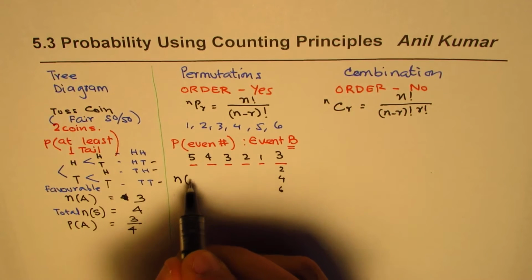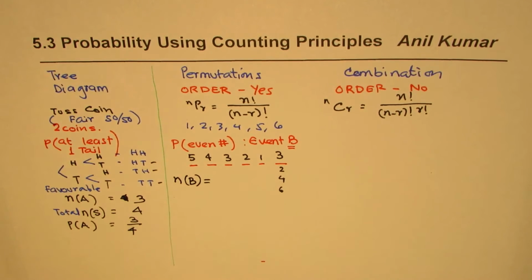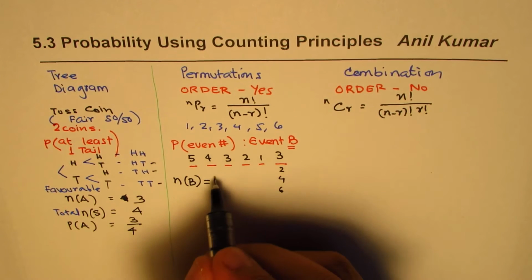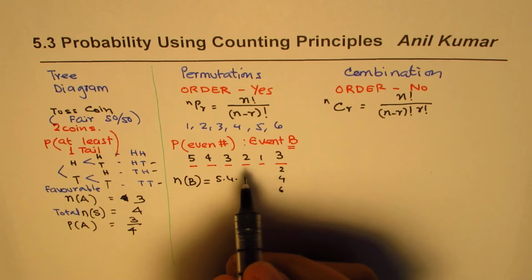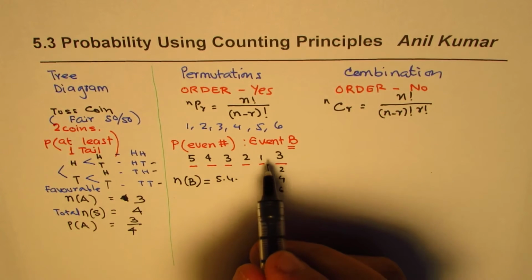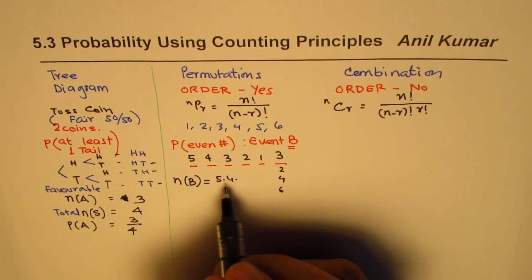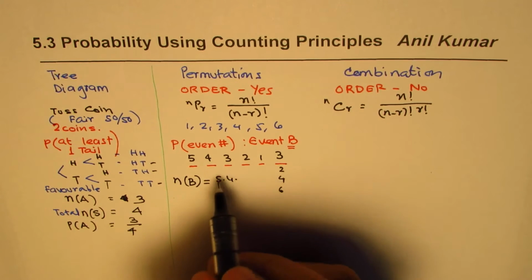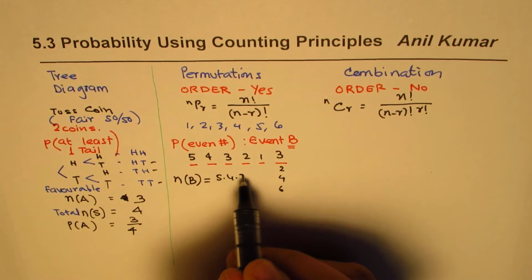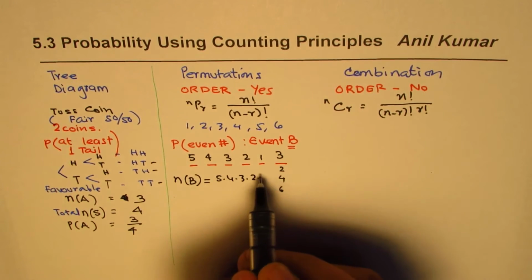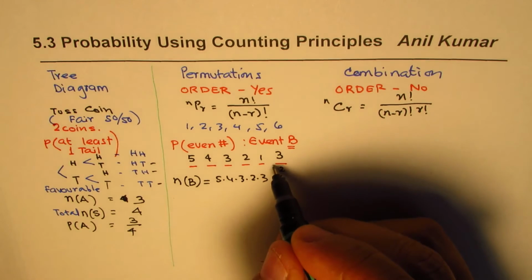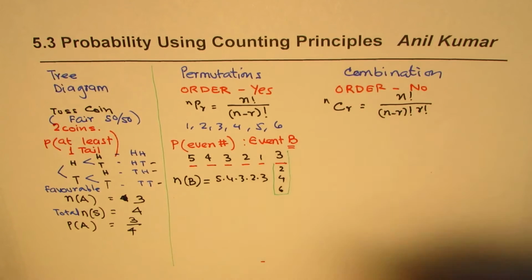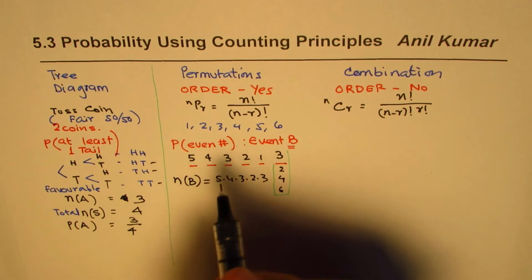So we say n(B) for us is equal to 5 times 4 times 3 times 2 times 1, which is 5 factorial, times 3. We could write this as 5 times 4 times 3 times 2 times this 3. Let me draw a line here so that you don't get confused. This was the number of options for the last place.